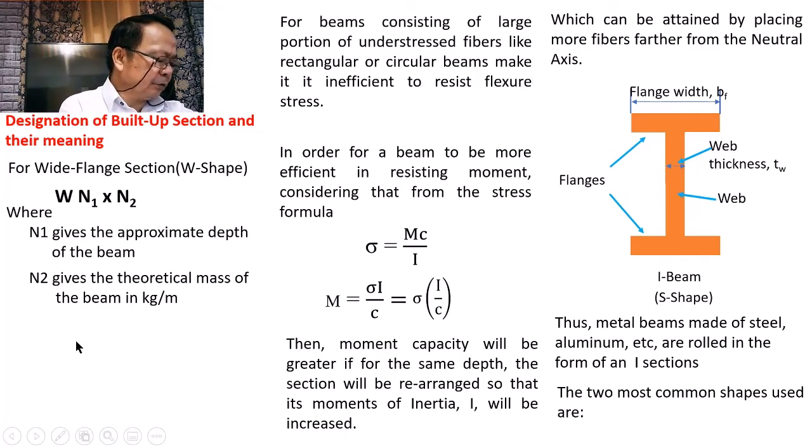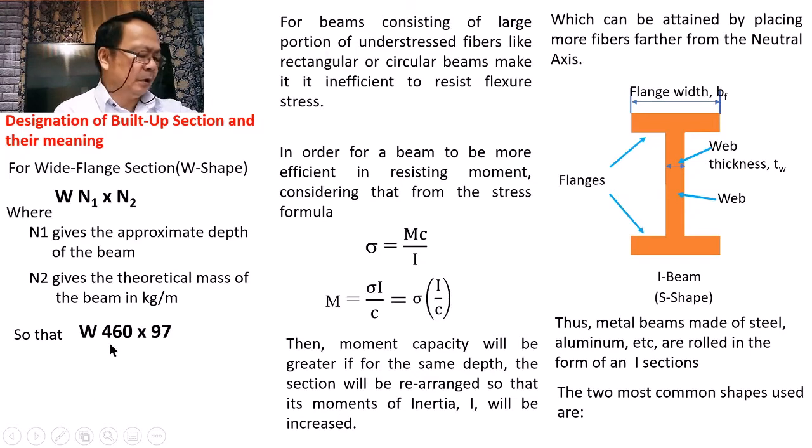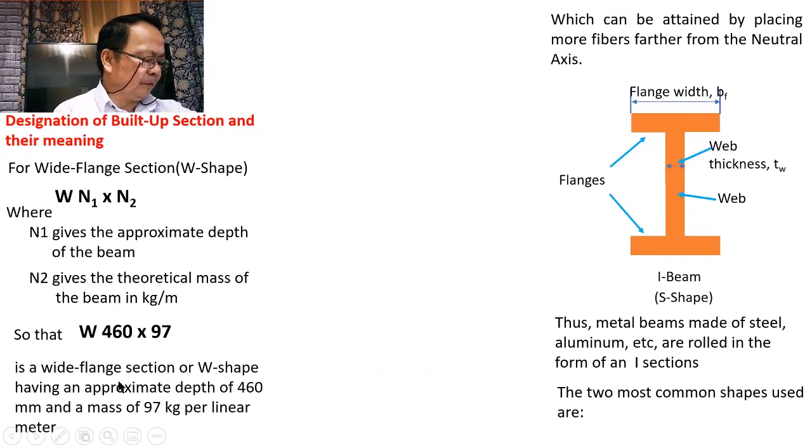So if, for example, we have this kind of designation, W460 by 97, this means we have a wide flange section, right? Or W shape, whose approximate depth is 460 mm. Its height is about 460 mm. And it has a mass equivalent to 97 kg per linear meter. Every one meter length of this section has a mass of 97 kg.